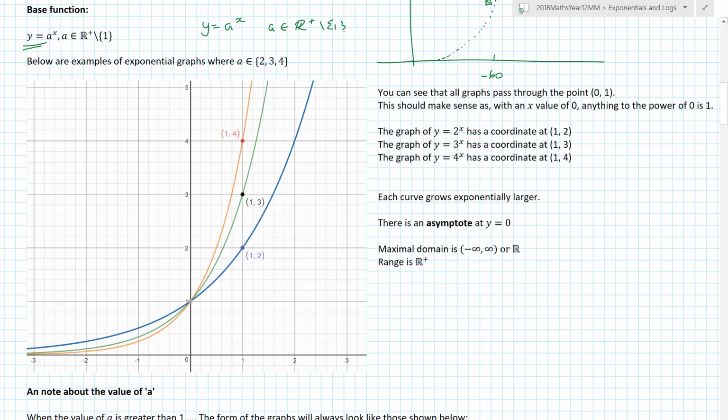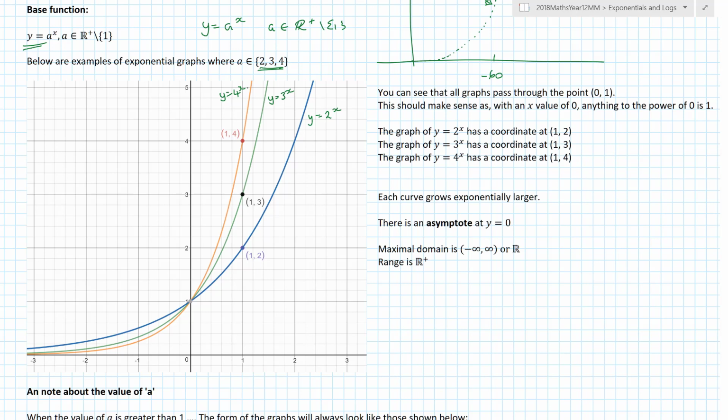Obviously, if you put a equals 1, then 1 to the power of x is always going to be 1, which is a straight line, so you're not going to get that exponential growth. But here are 3 examples of exponential graphs where I've made a 2, 3, and 4. So this one here is y equals 2 to the power of x, this one here is 3 to the power of x, and this one here is 4 to the power of x. What you notice is they all have similar shapes.